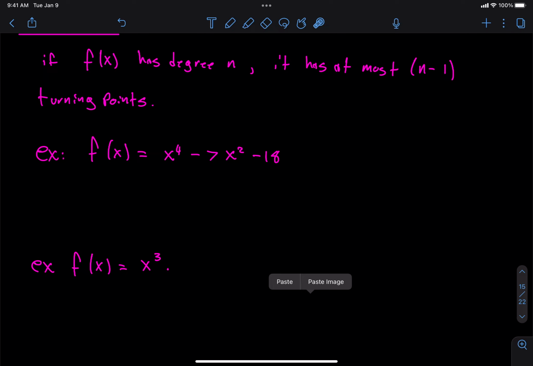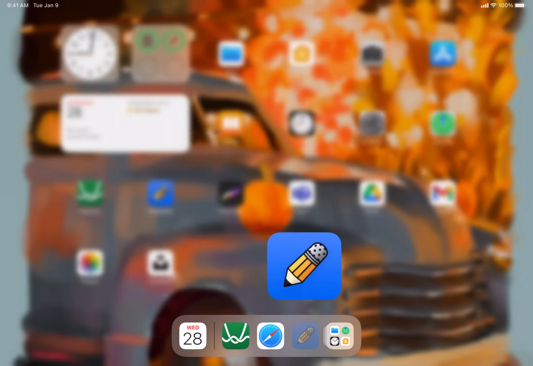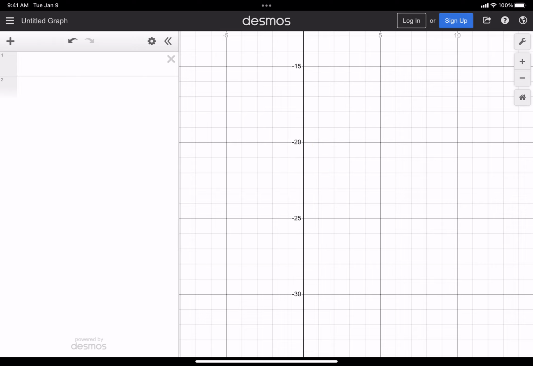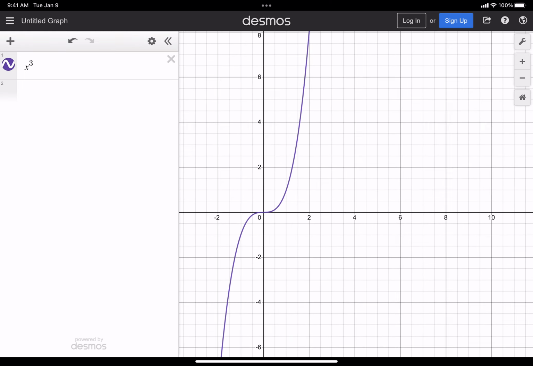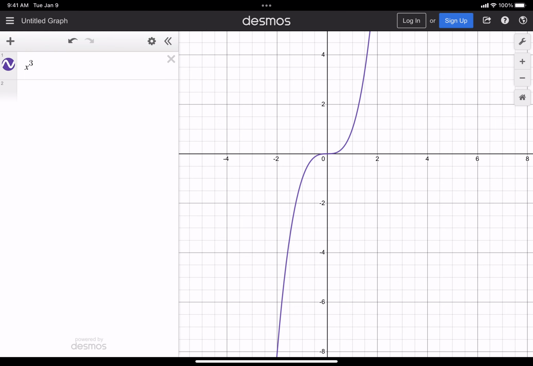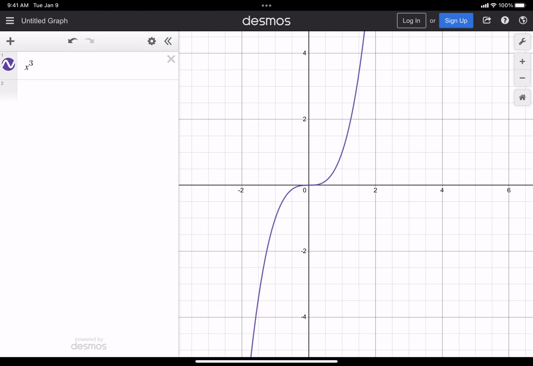Let's see an example of when it has fewer. Here's a degree 3 polynomial, x cubed. We should know what x cubed looks like, but let's see it anyways. x cubed looks something like this, right? So remember, a turning point is where we go from being increasing to decreasing, or where we go from being decreasing to increasing. How many turning points do we have in this picture? 1. Do we think 1? Do we agree with that? Well, let's take a look. This would be the likely candidate, right?